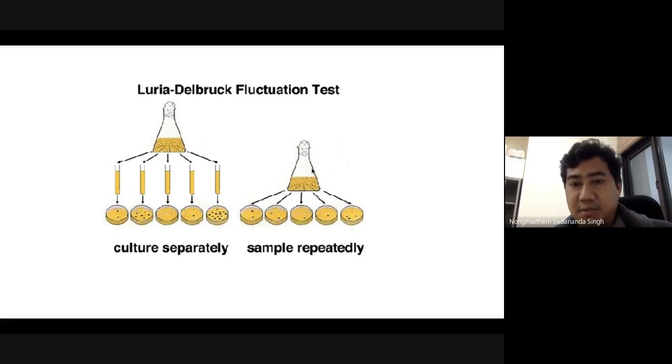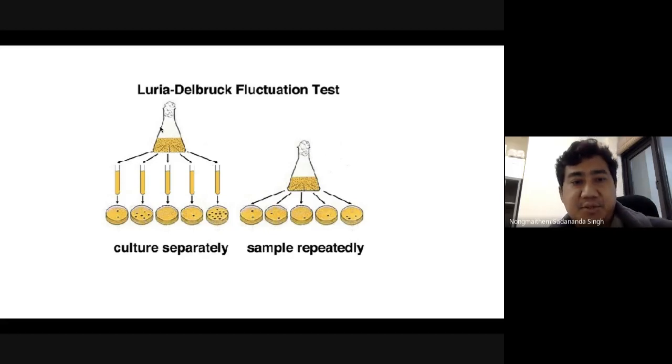Basically, you have a culture of bacteria, in this case. In their experiment they checked the mutation which leads to the resistance of a bacteria to bacteriophage. So in this case, a culture of bacteria is treated with bacteriophage and allowed to evolve in such a way that it is resistant to the bacteriophage. That was the experiment they did.